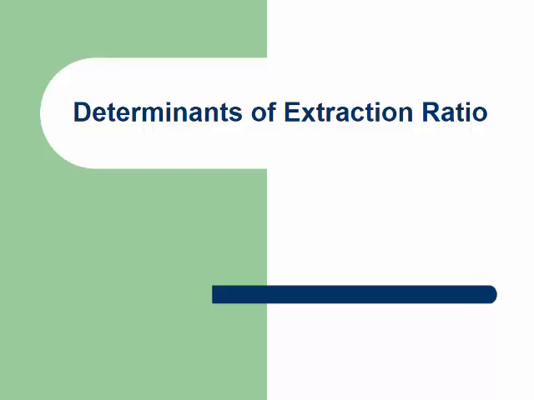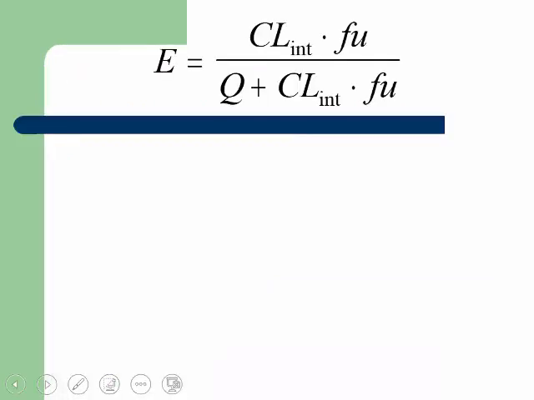Okay, now we're going to talk about the determinants of the extraction ratio. So we know that the determinants of clearance of any organ are the blood flow to the organ and the extraction efficiency of the organ. Blood flow is pretty straightforward. It's just whatever it is. Extraction efficiency is a little tougher to get at.